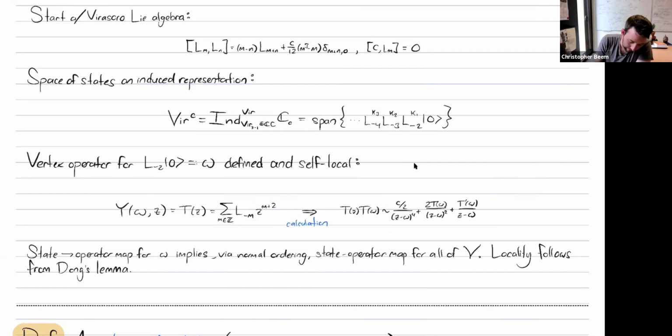And then you're done, because having that state operator map for omega, and using the fact that you can get all of these other states, the state operator map for all of these other states is implied by my rule for normal ordering and for taking derivatives. That gives you a state operator map for all of your states. And by Dong's lemma, they're all going to be mutually local.